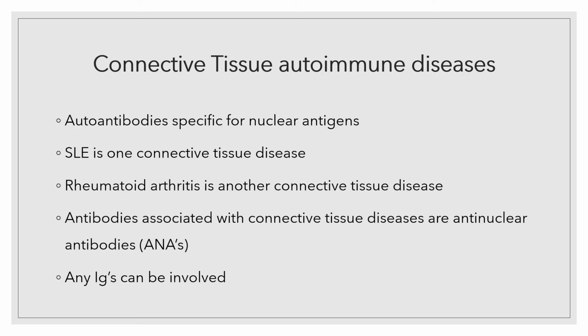There's a number of connective tissue autoimmune diseases. Autoantibodies are specific for nuclear antigens. The antibodies are formed against components of a cell nucleus. This happens in things like systemic lupus erythematosus and also scleroderma. Rheumatoid arthritis is another connective tissue disease. The antibodies associated with connective tissue diseases are called anti-nuclear antibodies, also known as ANAs. Any immunoglobulin class can be involved, and the antibodies are formed against various components of a cell's nucleus.